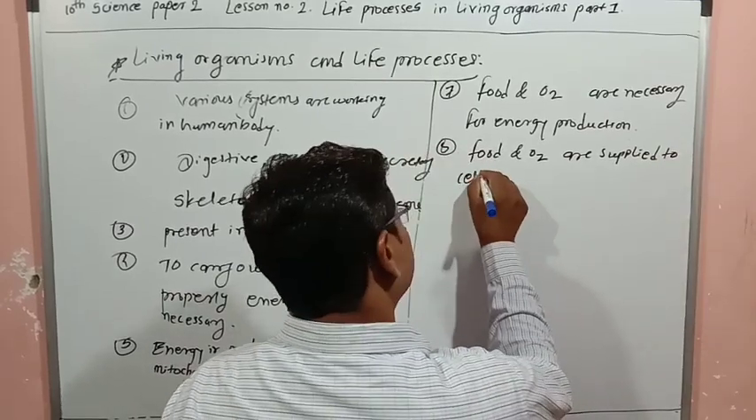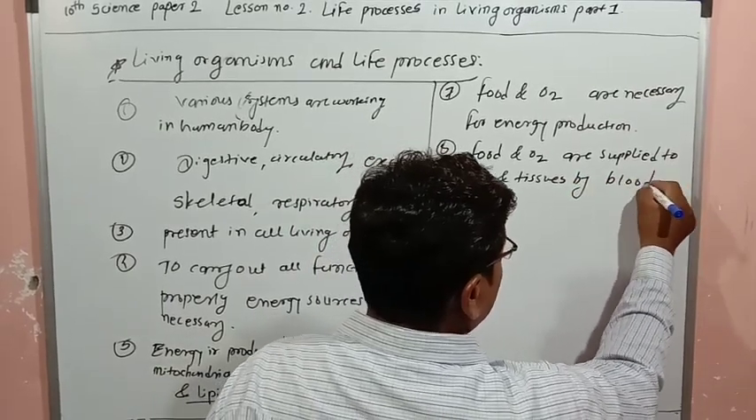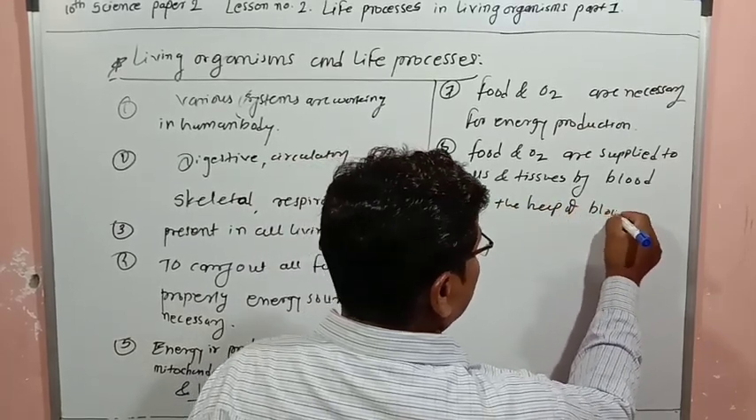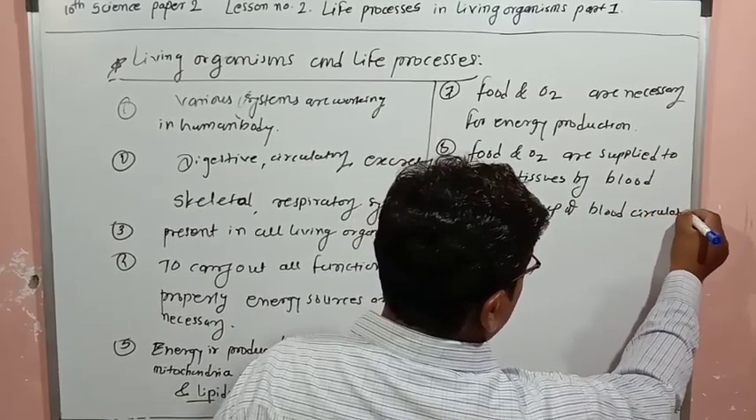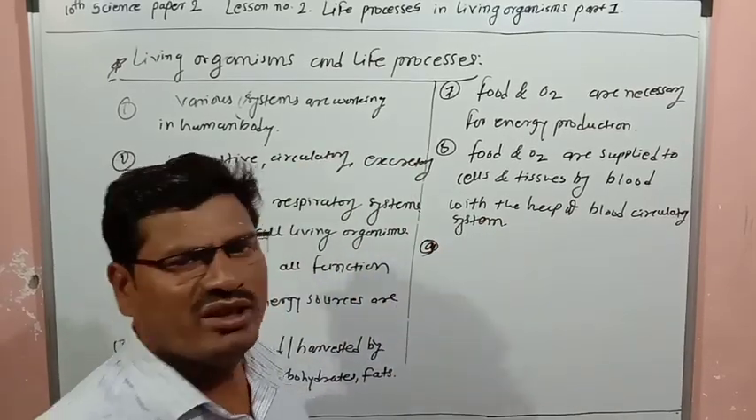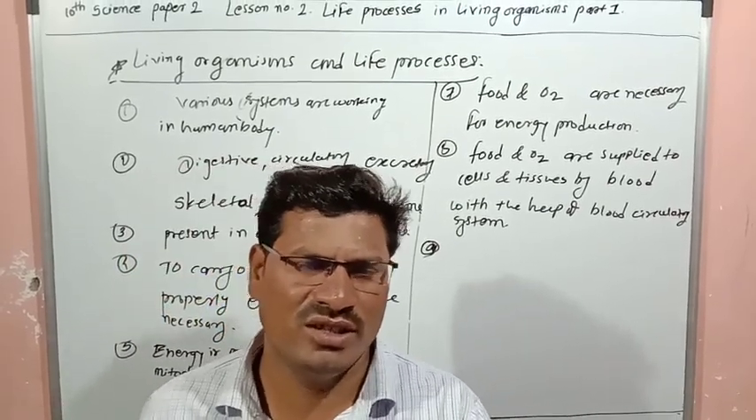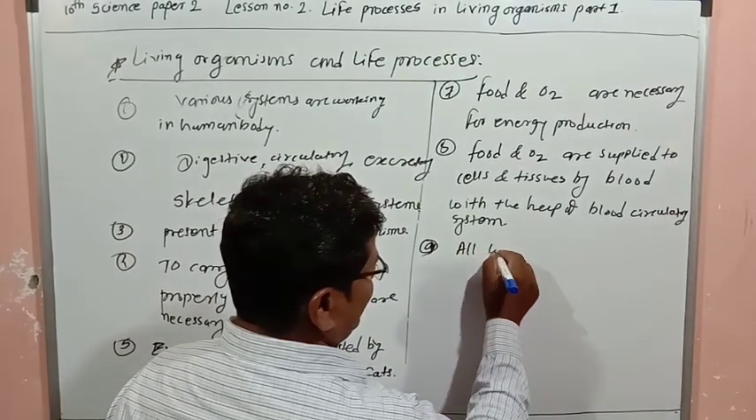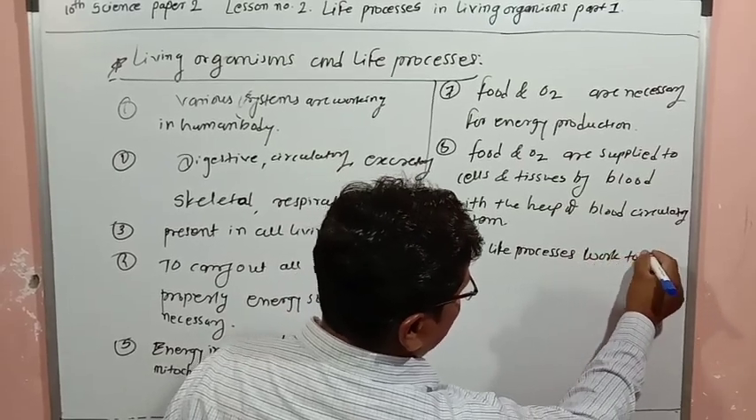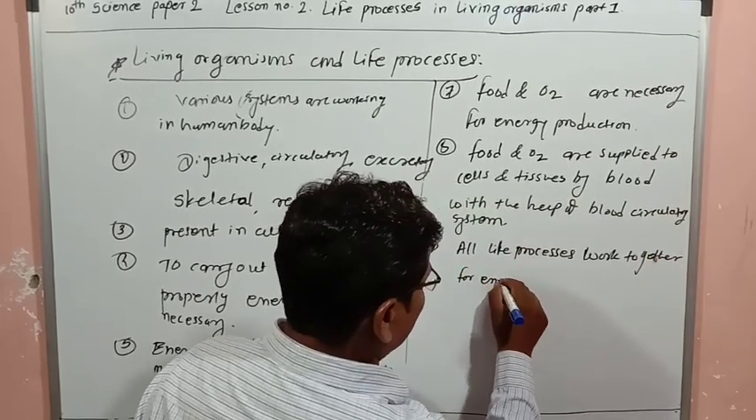So food and O2 are supplied to cells and tissues by blood, with the help of the blood circulatory system. Ninth point: all life processes are taking part, contributing to the energy production. All life processes work together for energy production.